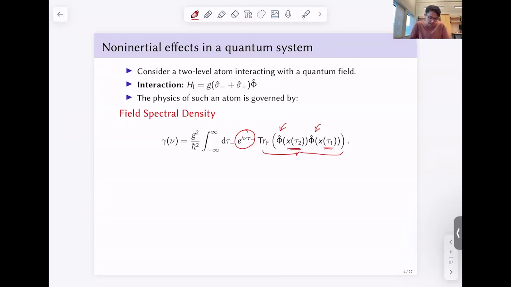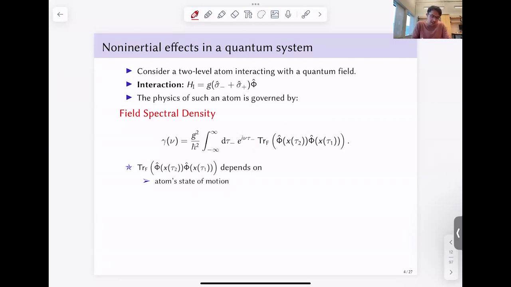From this expression, we note that this Gamma(ν), which governs the physics of such an atom, depends on the atom's state of motion, because the two-point field correlator is being evaluated along the trajectory of the atom. Since Gamma(ν) depends on the atom's state of motion, we can expect to see some corrections if we put the quantum system on a trajectory which has non-zero acceleration.